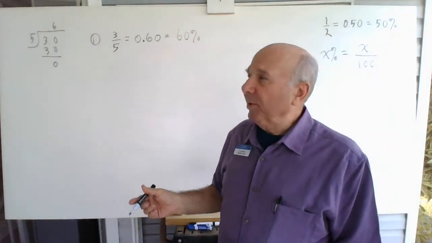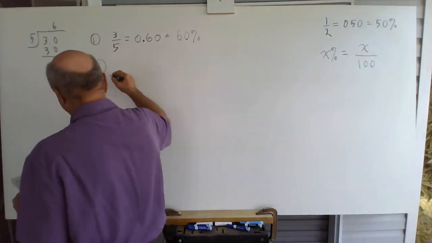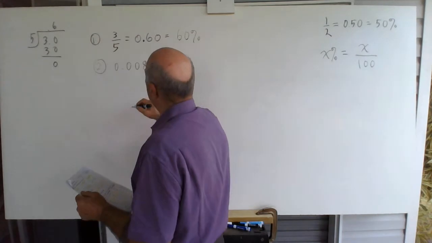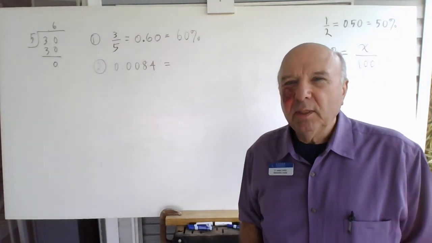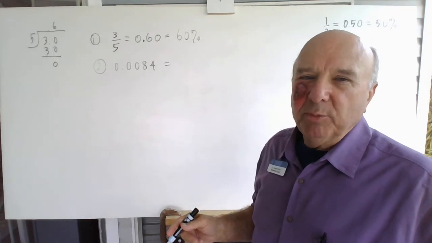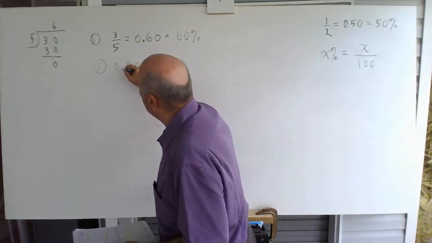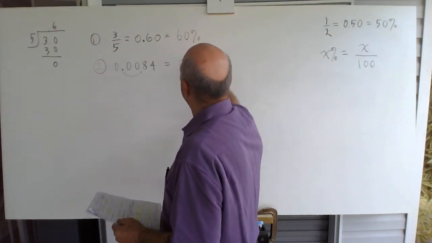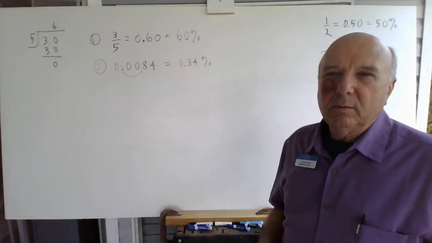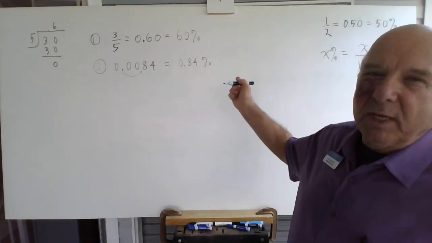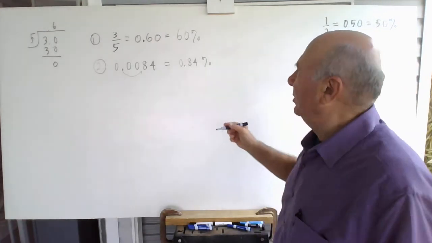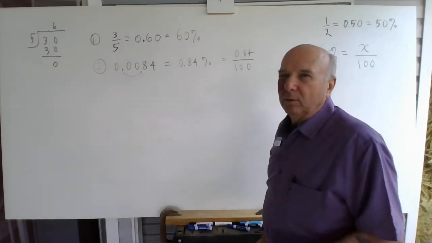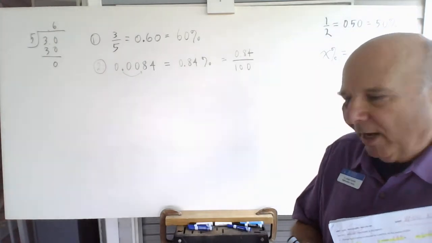So if I have a decimal, it's really easy. To change that to a percent, I merely move the decimal place 2 places to the right. It still fits the definition. It's still 0.84 divided by 100. Which we wouldn't necessarily write that way.